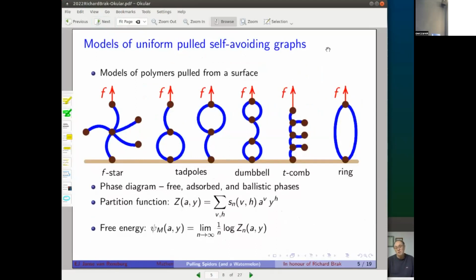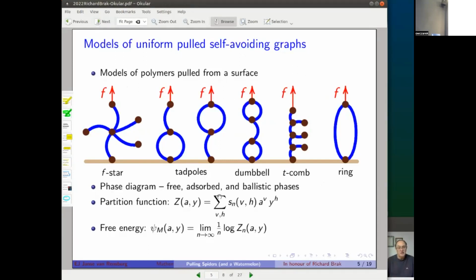Now, over the last 5, 6, 7 years maybe, Stu and I have worked on models similar to this but with different connectivities. So we've looked, for example, at F-stars, tadpoles, dumbbells, a T-comb and a ring in the context of it being absorbing and being pulled by a force.